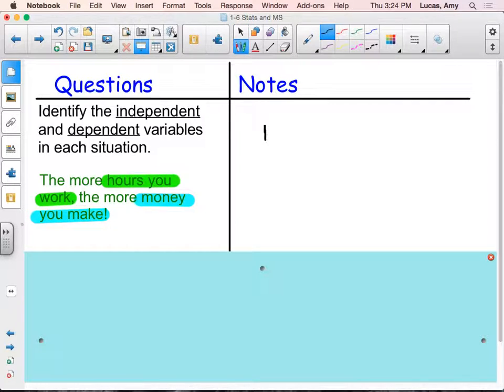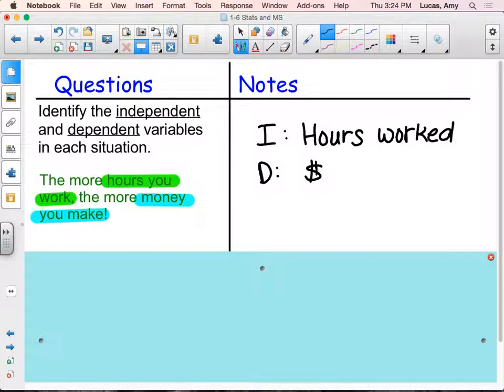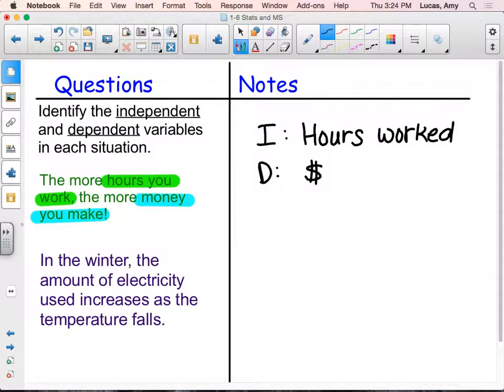Now, what happens first? Independent, dependent. What happens first? First, do you work some hours or do you make some money? Pretty sure the hours you work have to happen first. So, hours worked is independent, and dependent would be the amount of money you make. So, the amount of money you make depends on how many hours you work. True.